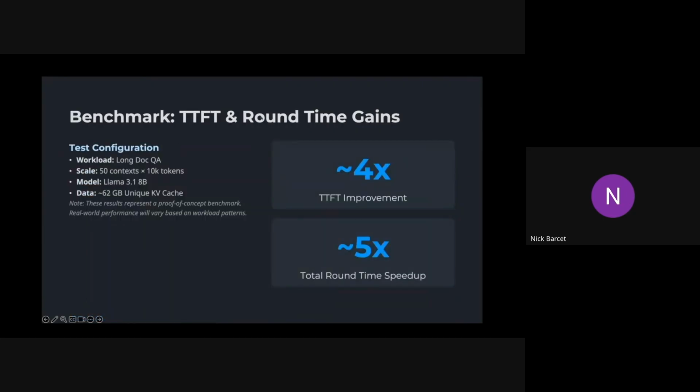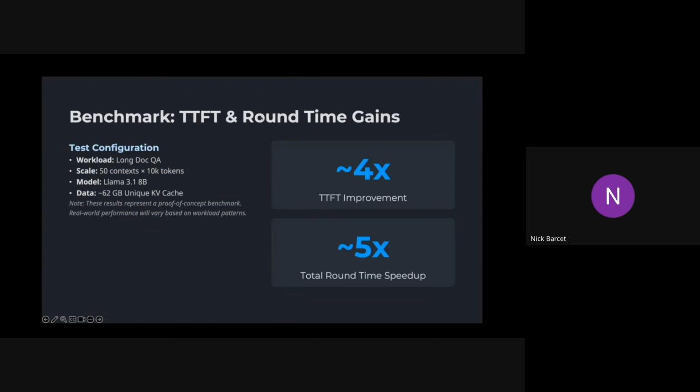We ran a proof of concept benchmark using a Llama model on a long-QA workload. We use 50 contexts with 10,000 tokens for each request, totaling about 62 GB of unique KV cache. In the test, instance 1 is cold, while instance 2 already has the data.